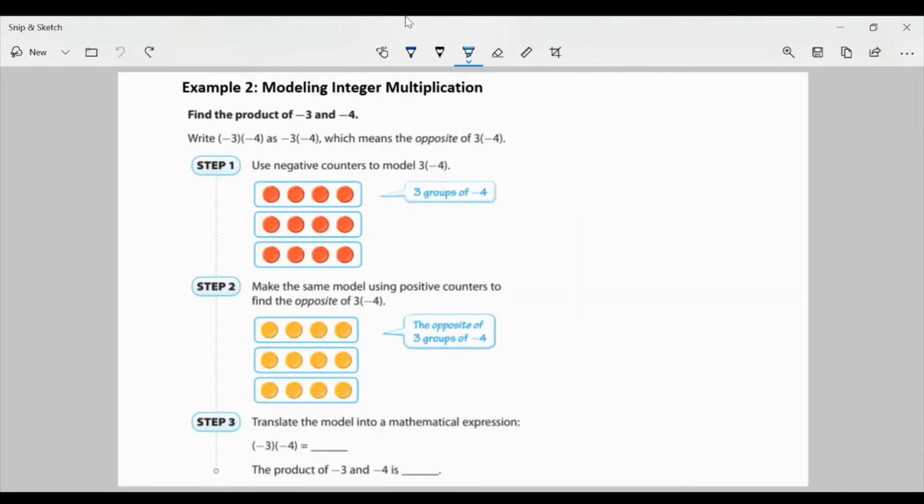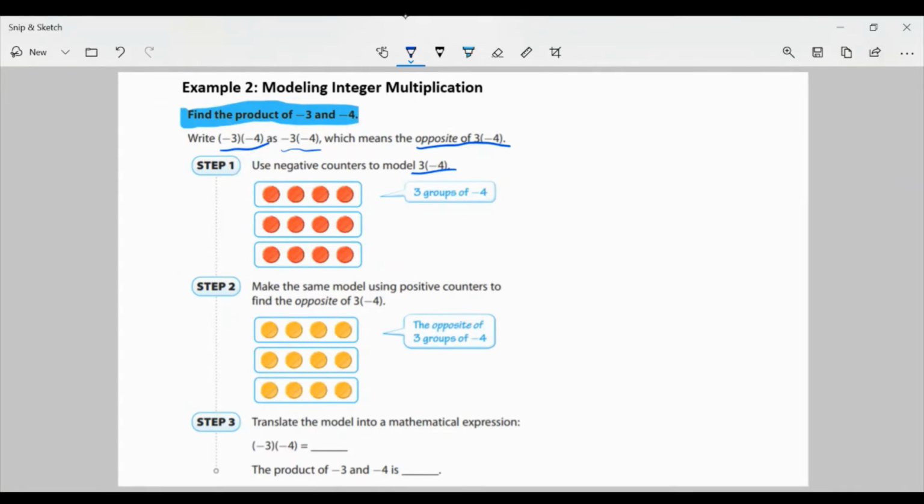For example number 2, we're modeling integer multiplication. In this one, we want to find the product of negative 3 times negative 4. We're going to rewrite this equation and take the negative 3 out of the parentheses, which is the opposite of positive 3 times negative 4. Using negative counters, I'm going to model positive 3 times negative 4.